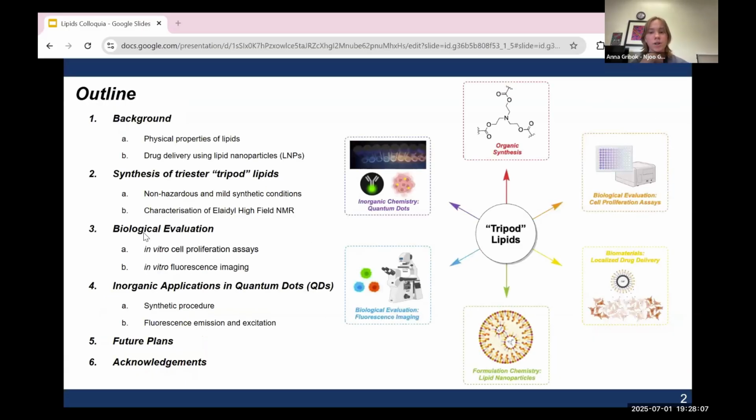First, we'll be going over a bit of background surrounding lipids, including physical properties and history of using lipid nanoparticles in drug delivery. Then we'll go over a bit of organic chemistry, talking about our synthesis of tripod lipids and characterization by high-field NMR. After that, we'll discuss how we used in vitro cell proliferation assays and fluorescence imaging to biologically evaluate their properties. And lastly, for a bit of inorganic chemistry, we'll talk about our synthesis of quantum dots.